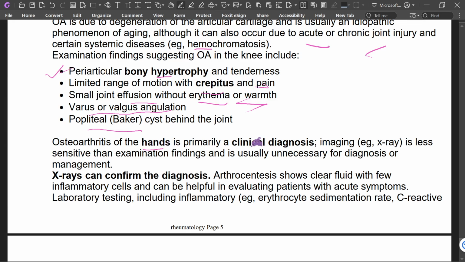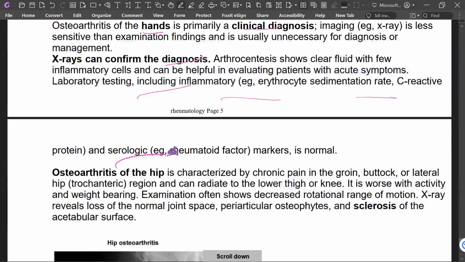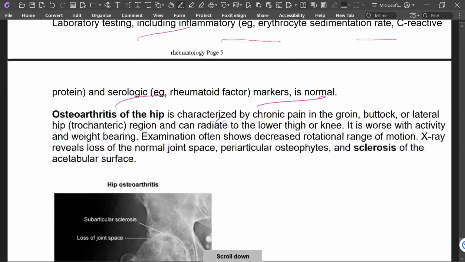Osteoarthritis of the hand is primarily a clinical diagnosis. Imaging is less sensitive, and X-ray can confirm the diagnosis. Arthrocentesis shows clear fluid with few inflammatory cells and can be helpful. On lab testing, inflammatory markers ESR and CRP are normal, and serologic markers are normal. Rheumatoid factor is normal.